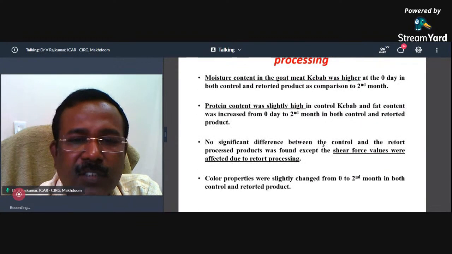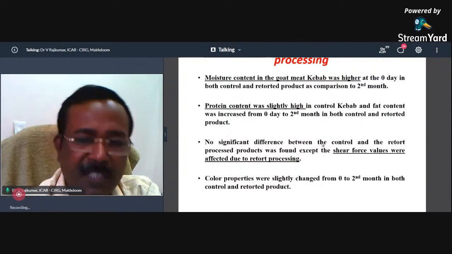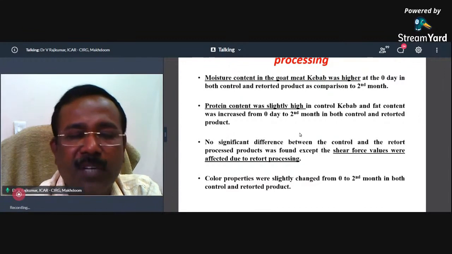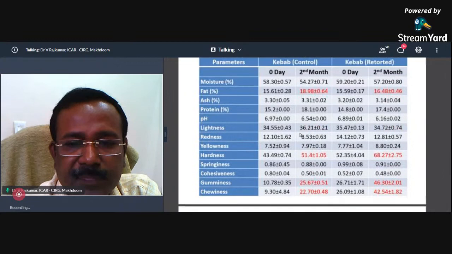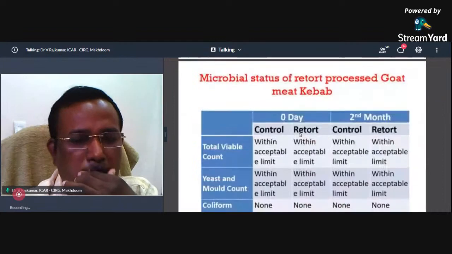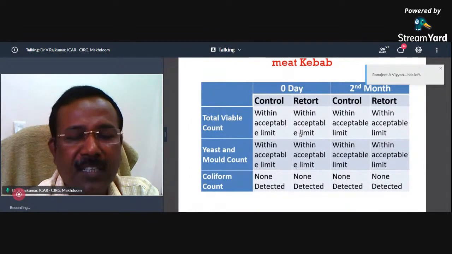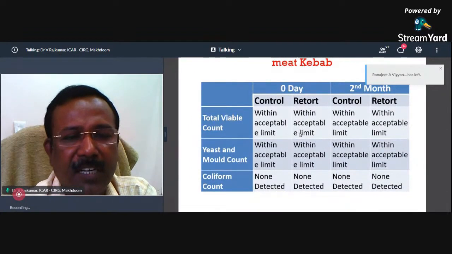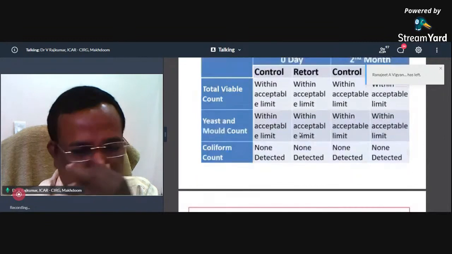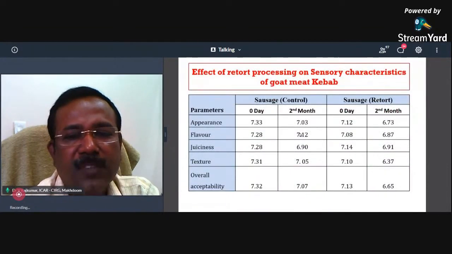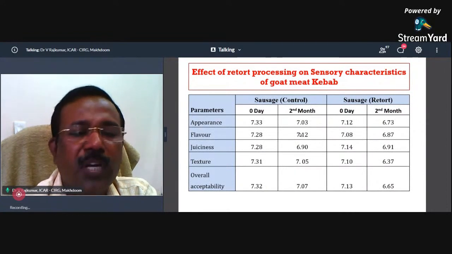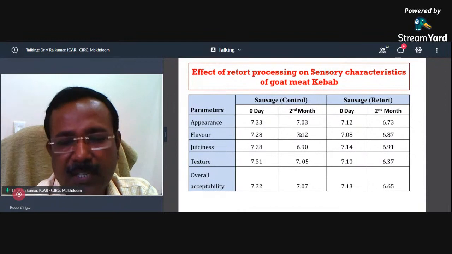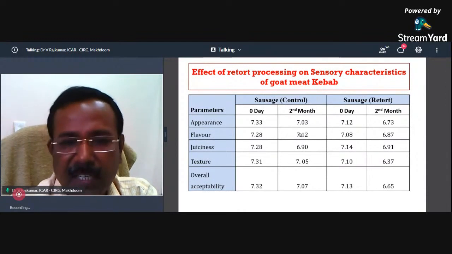Again, kebab details are given, showing how it is processed. Next, please. These are all the data related to kebab. Next. This is regarding the microbial status. All are in good condition. Next. These are the sensory values, which are very useful for the consumer. Again, they were rated good after post processing. Next.